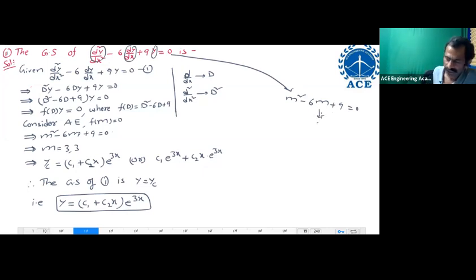We never do all these things in the examination. Just write the auxiliary equation, find the roots, and choose the answer. That's all. Here I have done this problem with each and every step only to help you understand the procedure.